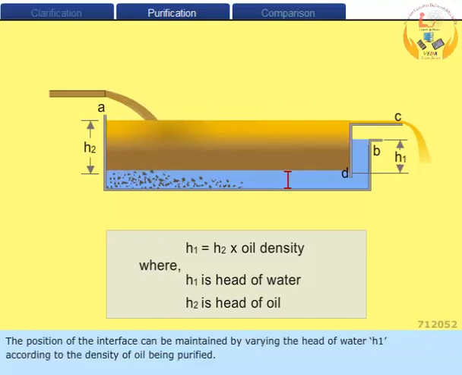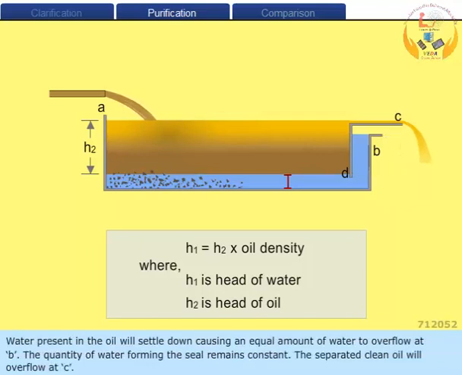The position of the interface can be maintained by varying the head of water H1 according to the density of oil being purified. Water present in the oil will settle down, causing an equal amount of water to overflow at B. The quantity of water forming the seal remains constant. The separated clean oil will overflow at C.